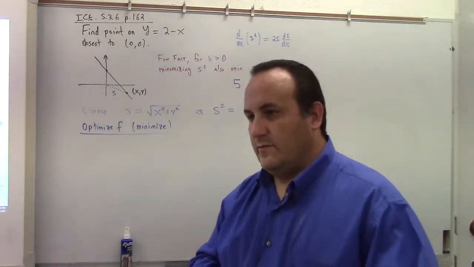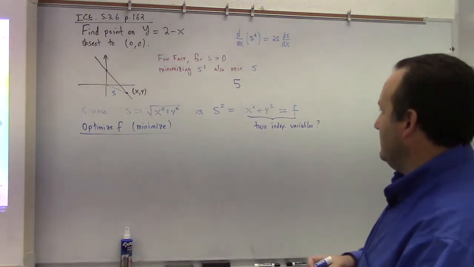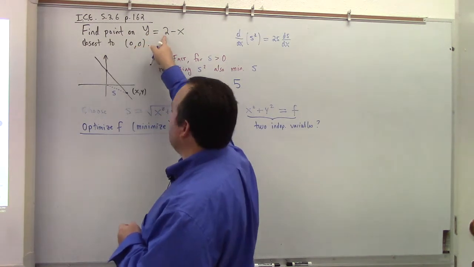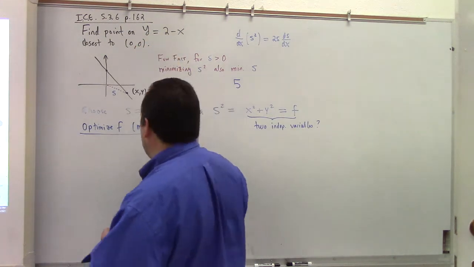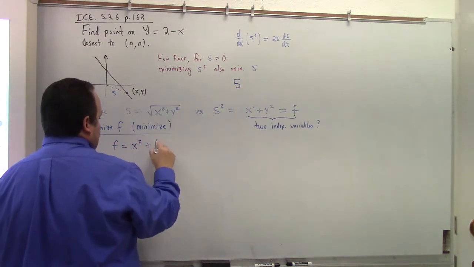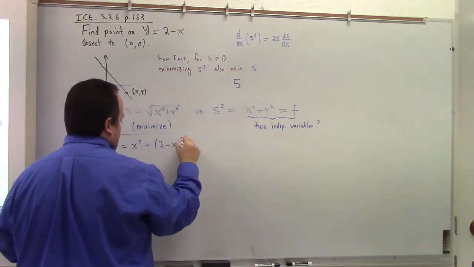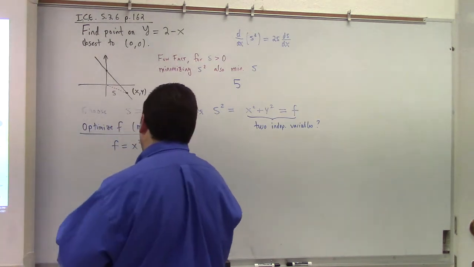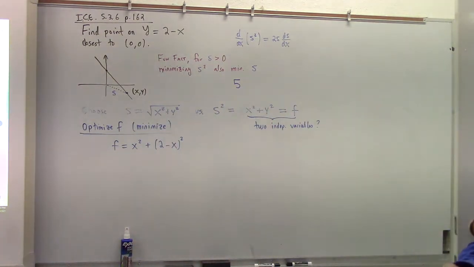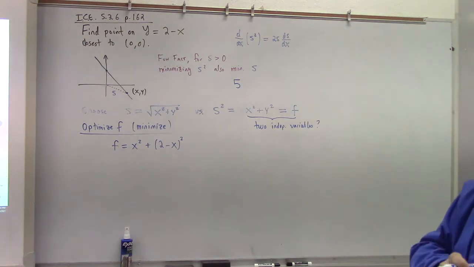What else do we know? We're trying to find the closest point on the line, right? So y is not arbitrary. It's given by 2 minus x. So what we should do is look at f equals x squared plus (2 minus x) squared. So we put in the formula for the curve that we're trying to find the point close to. Does that make sense? Okay, now we have our function to optimize.